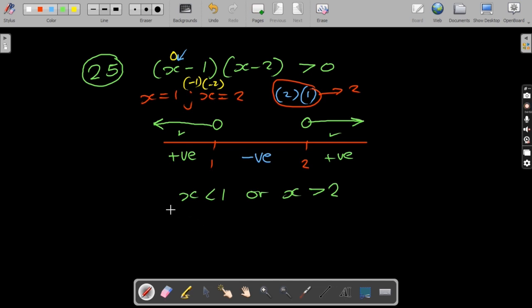So your answer is x less than 1 or x greater than 2. And you can use this little trick to just pick numbers in each interval that satisfy whatever is being asked for over there, and that would be your answer.